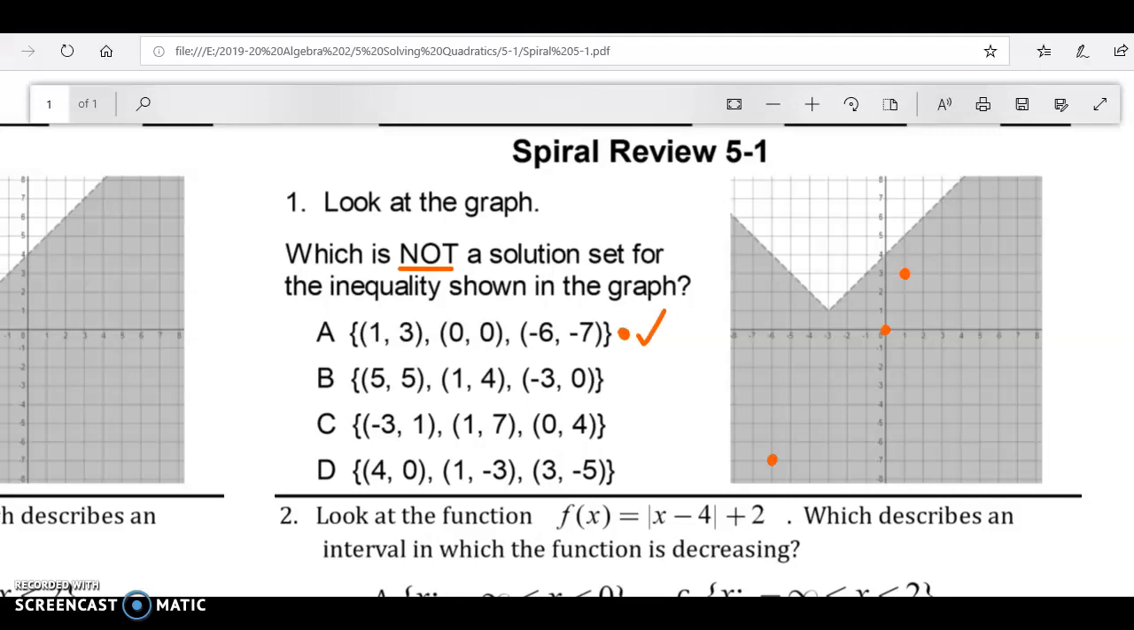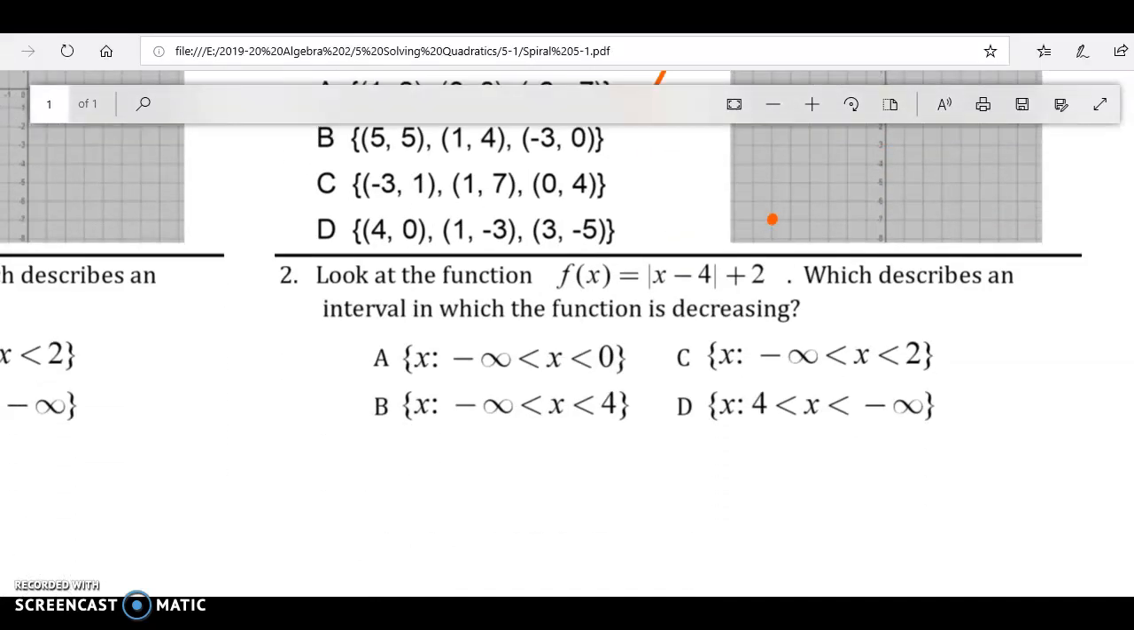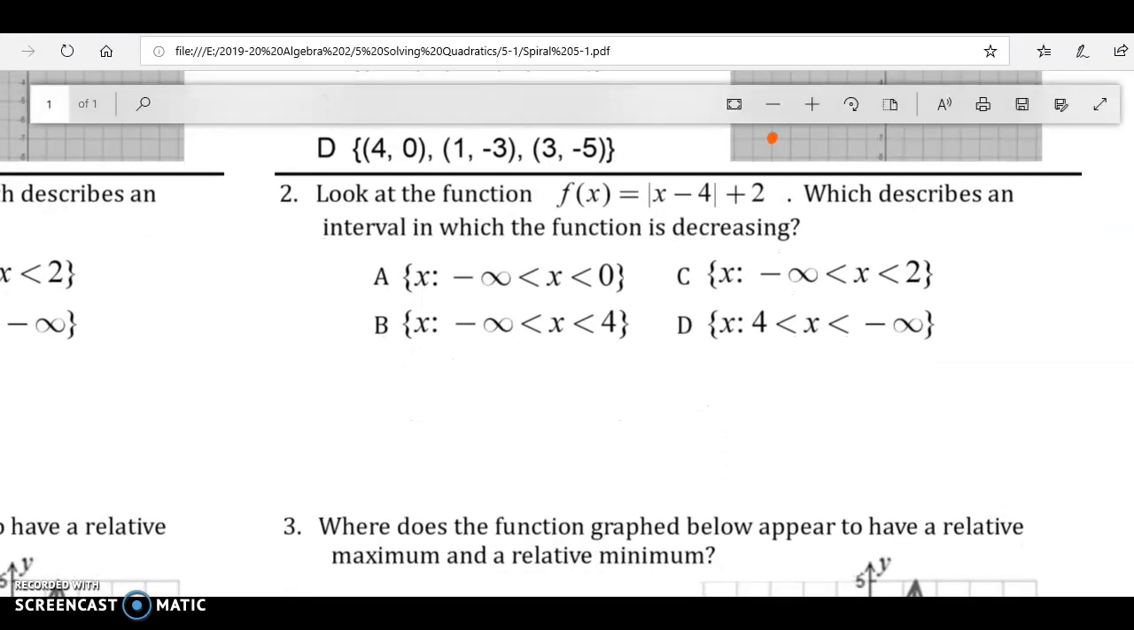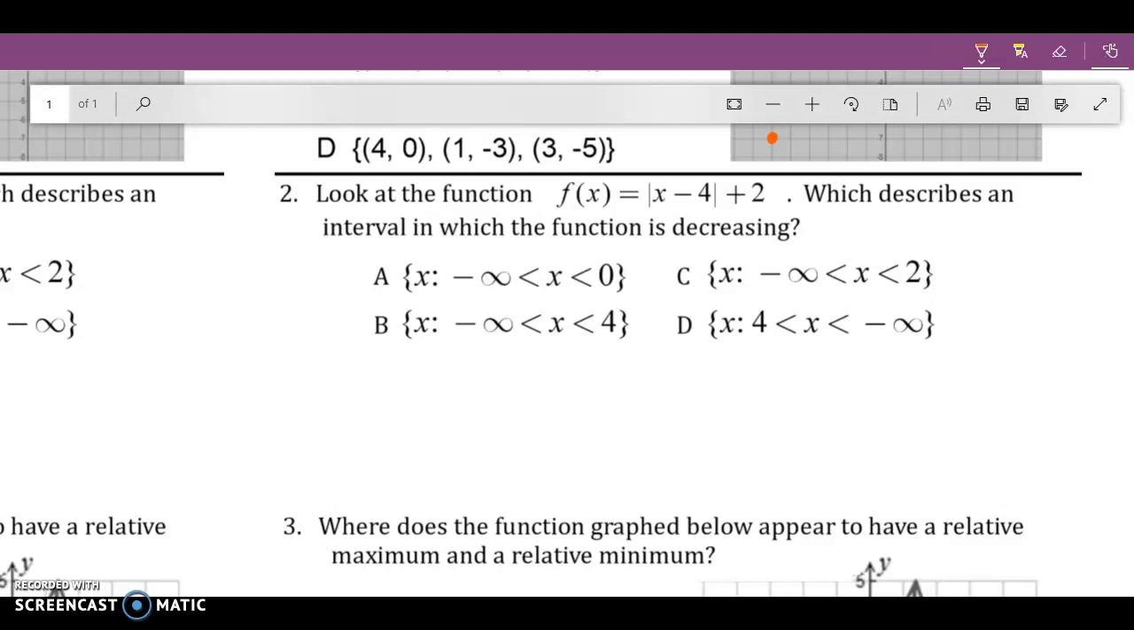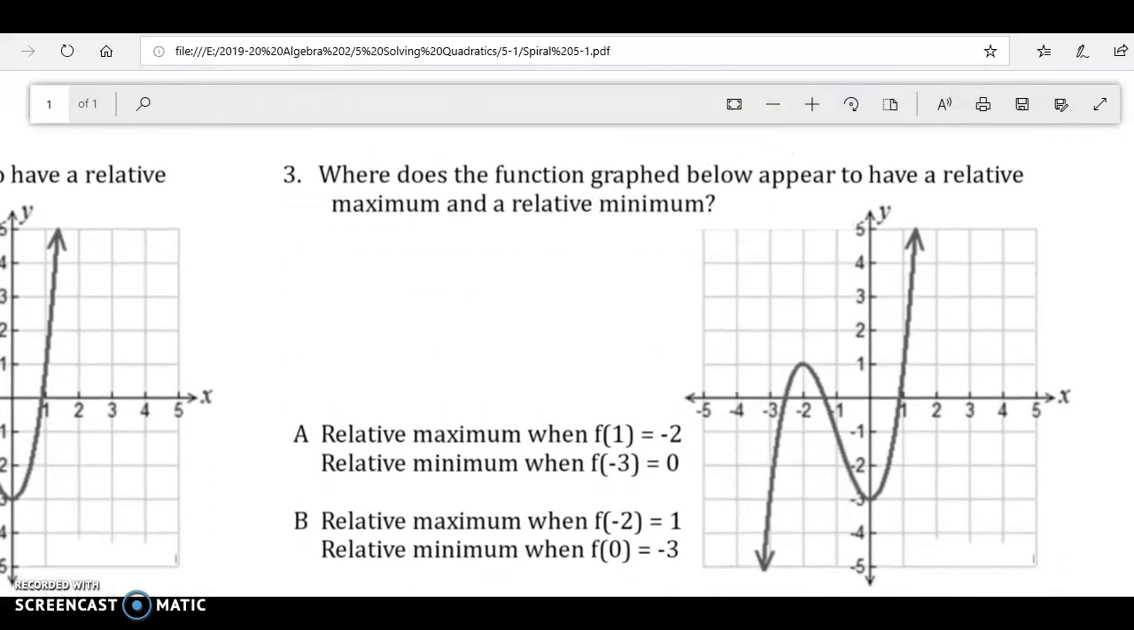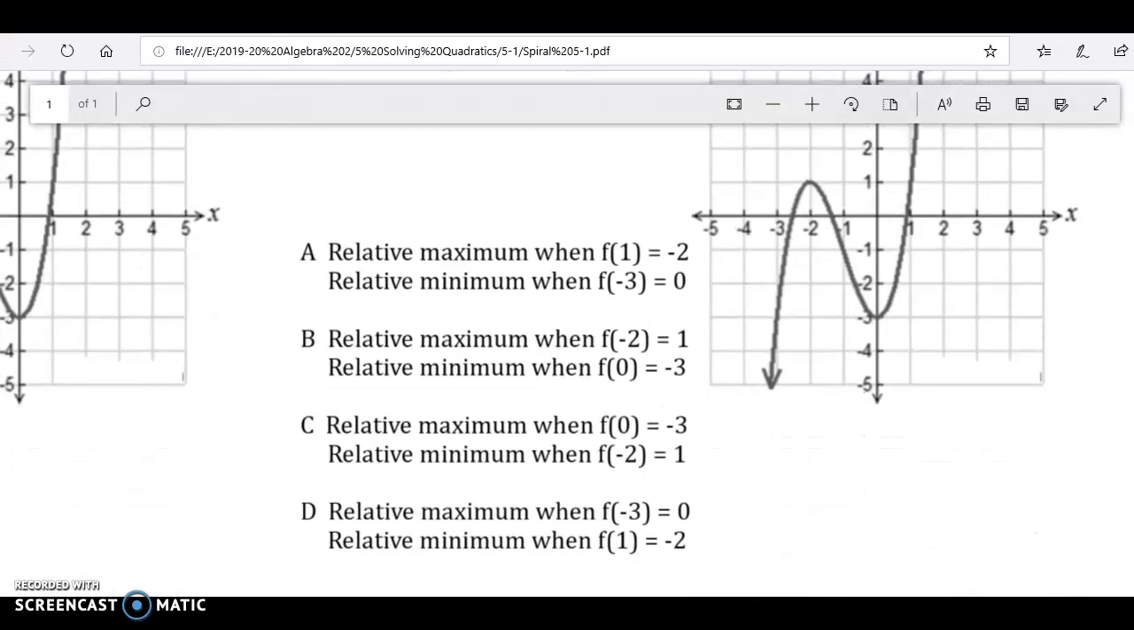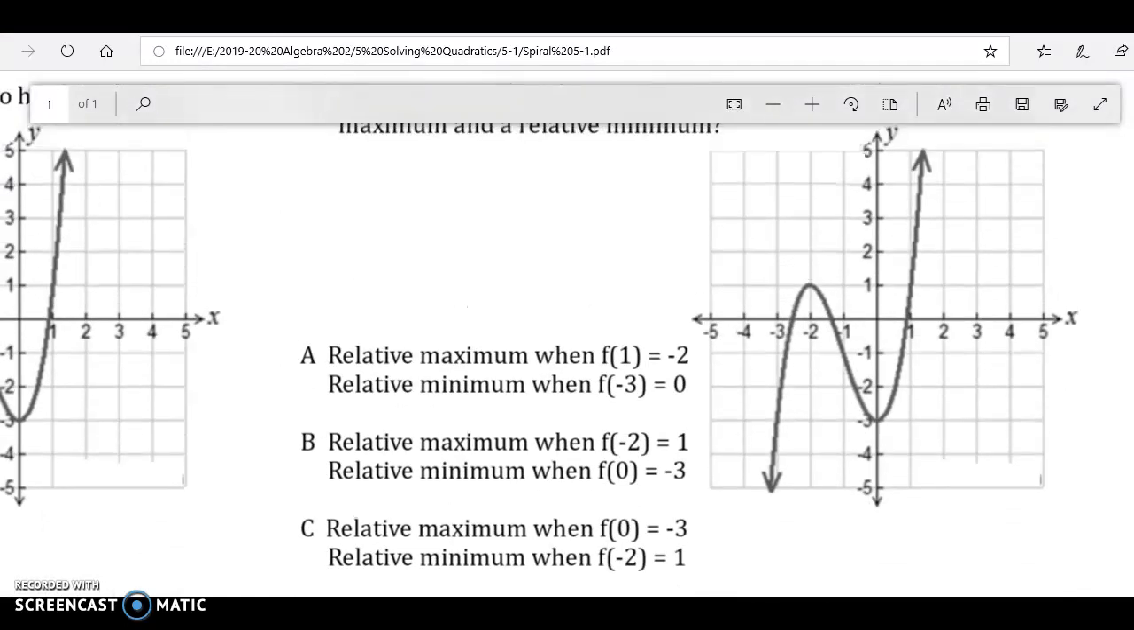For question number 2, you're going to look at the function and it's asking you which describes an interval in which the function is decreasing. So you just need to graph your function in y1 of your calculator and then see which portion of the function is falling from left to right. You guys, for question number 3, I want you to look at that when the video's over.